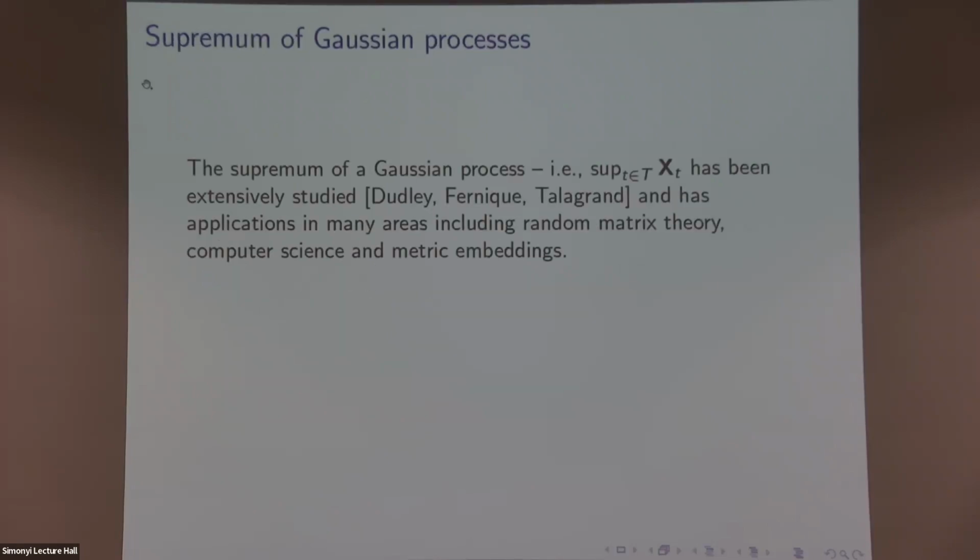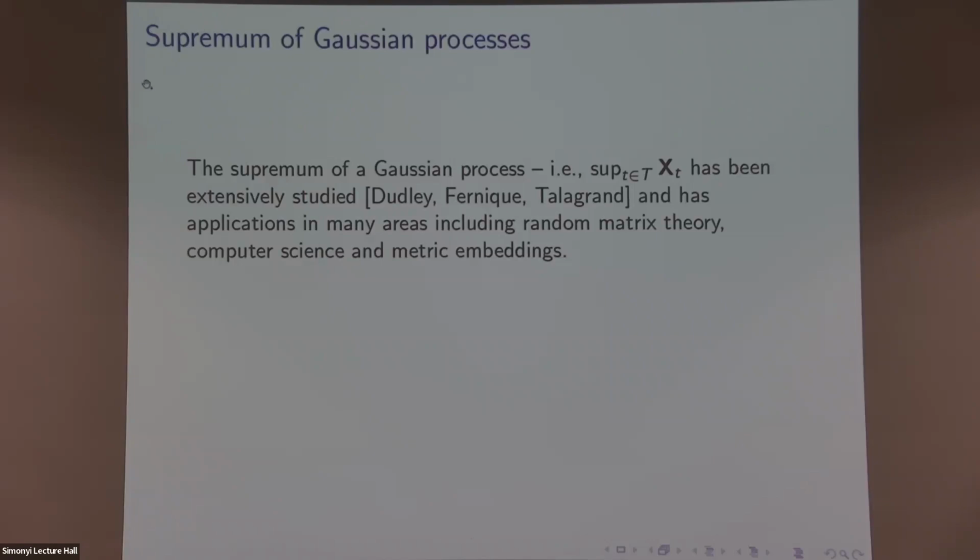In studying Gaussian processes, a thing that has been studied extensively is the supremum of a Gaussian process. You look at the random variable which is the supremum of all X_t as t ranges across T. This random variable has been extensively studied, starting with the work of Dudley, Fernique, and Talagrand, and has applications in many areas, including random matrix theory, metric embeddings, and computer science. It's a fundamental object.